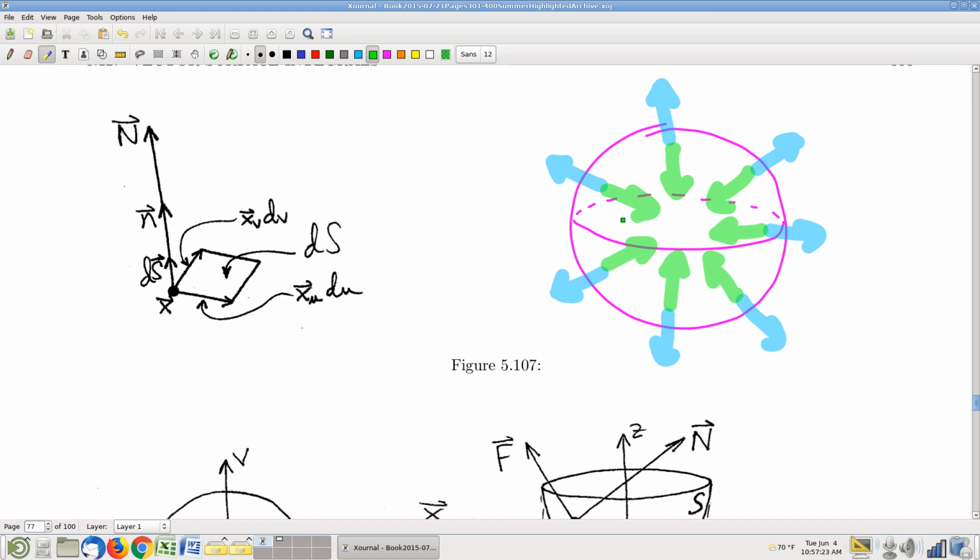So the green was pointing inward. All of these vectors are pointing inward, and all the blue vectors are pointing outward. And even if it were an ellipsoid, where the normal vectors weren't technically pointing exactly toward the center, okay, fine, but it still does the job. It makes it clear which one of these we're talking about.